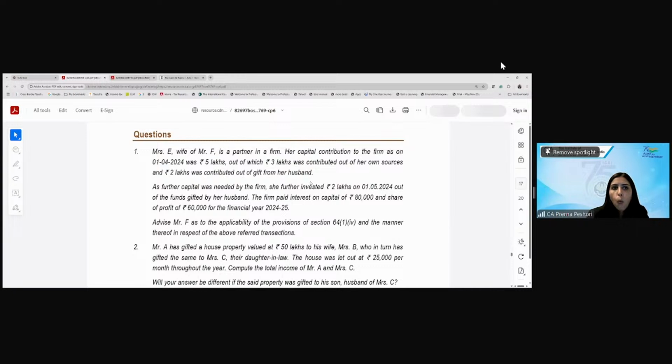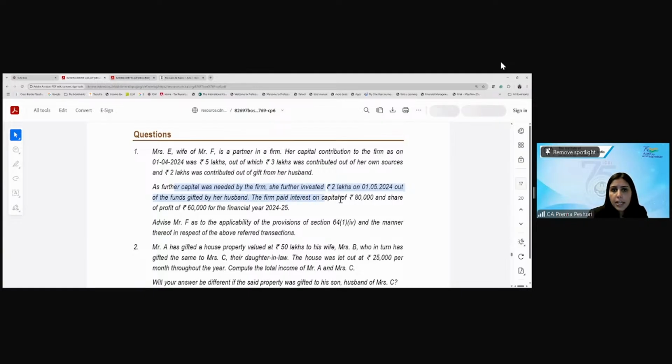Mrs. E, wife of F, is a partner in a firm. Her capital contribution to the firm as on 1/4/24 was 5 lakh, out of which 3 lakh was contributed out of her own sources, and 2 lakh was contributed out of a gift from her husband. As further capital was needed, she further invested 2 lakhs on 1/5/24 out of the funds gifted by her husband.